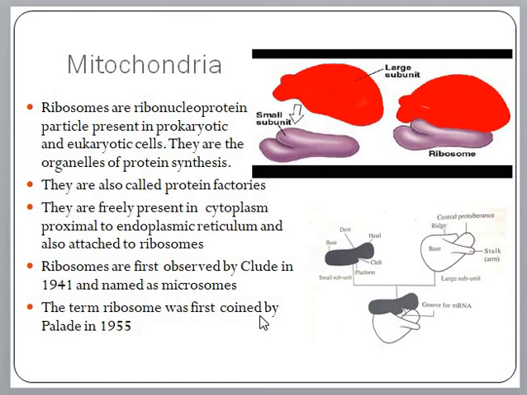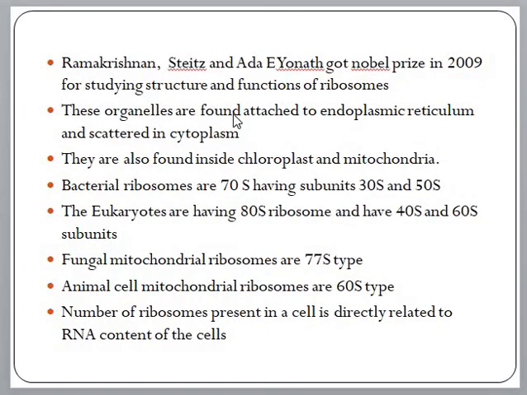Ribosomes were first observed by Claude in 1941, and he named them microsomes. The term ribosome was first coined by Palade in 1955. Ramakrishnan, Steitz and Ada E. Yonath got the Nobel Prize in 2009 for studying the structure and function of ribosomes. These organelles are also observed within chloroplasts and mitochondria, where they do protein synthesis.